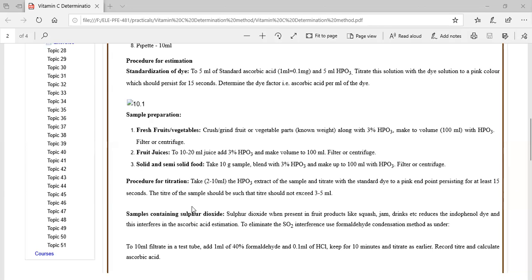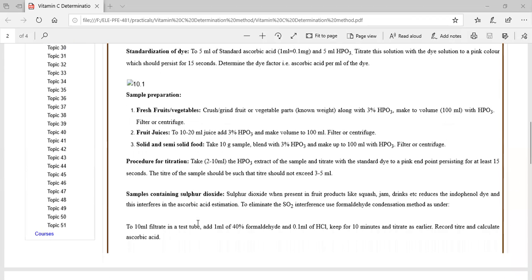Then what is the procedure for titration? Take 2 to 10 ml of the HPO3 extract of the given sample and titrate with the standard dye to a pink endpoint that persists for at least 15 seconds. The titer value should not exceed 3 to 5 ml. When your value is between these titer values, your result will be accurate.